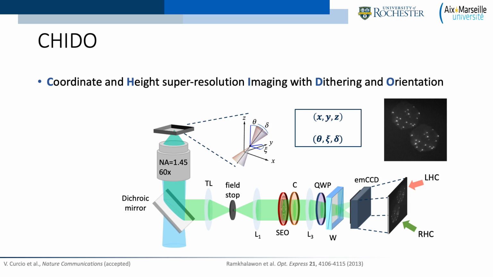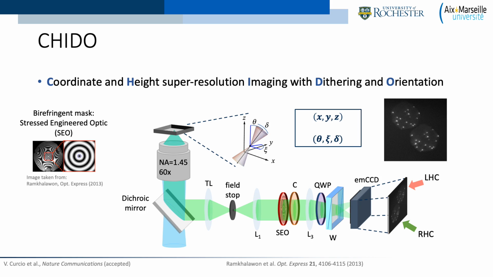This is why it's important to image separately each right and left-handed component. We do this polarization-based filtering by a birefringent mask, which is simply a window that has 3 points of stress that generates this birefringent pattern. This is called stress engineered optics. It was invented at the University of Rochester several years ago, and it has been used for paraxial polarization measurements.